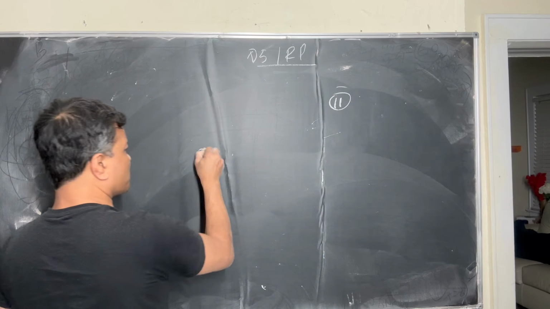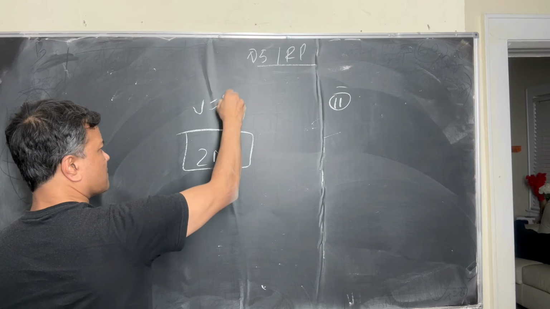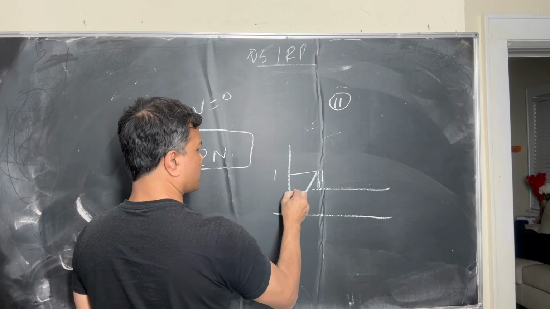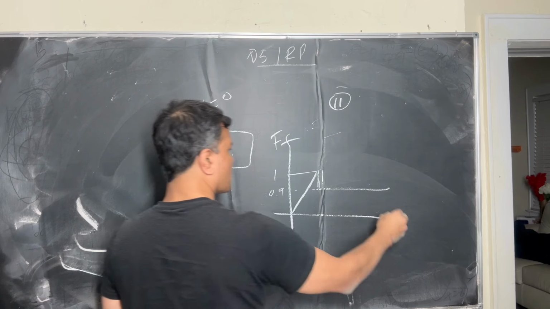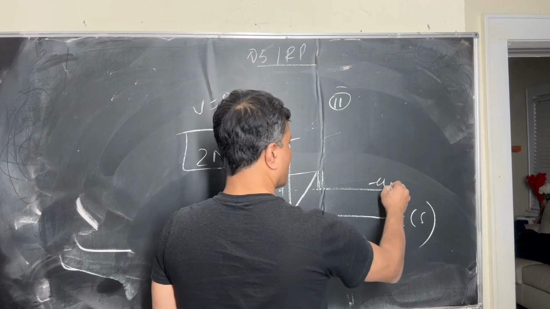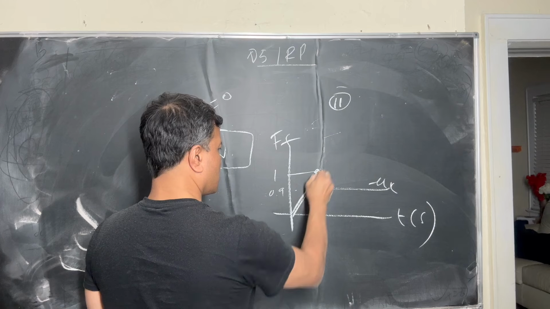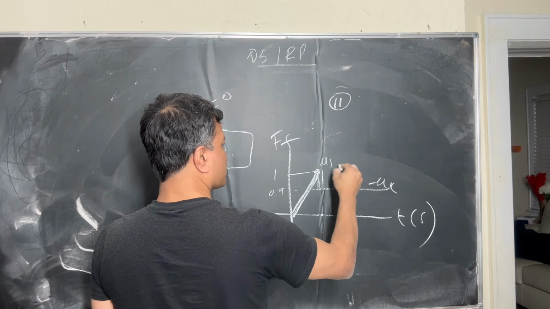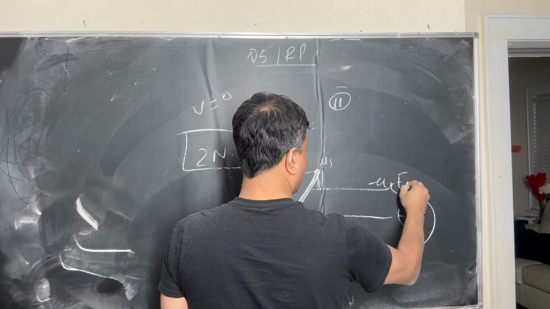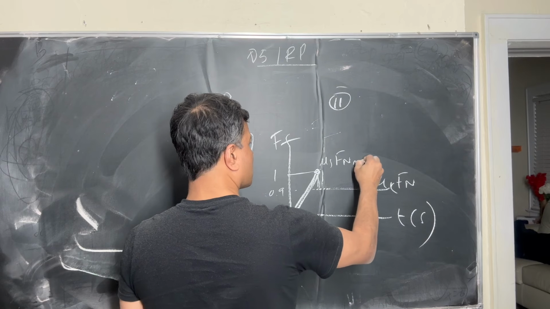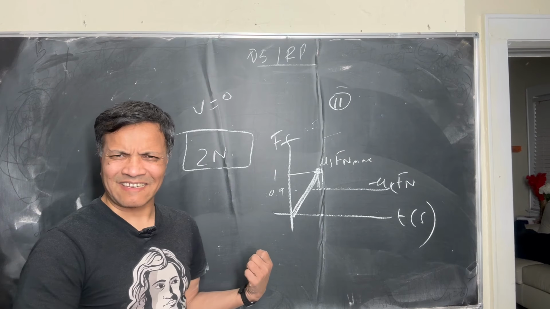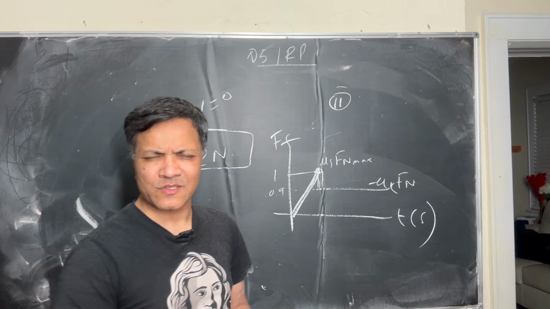11. 2 Newton box is resting. Friction graph is given. Some information is given. Okay, so what do you know that this is mu k? What do you know that this is mu s? This is mu k Fn. This is mu s Fn max at right here. Okay, anyway, so the box is resting, right? Some force applied to the box and the box is moving.